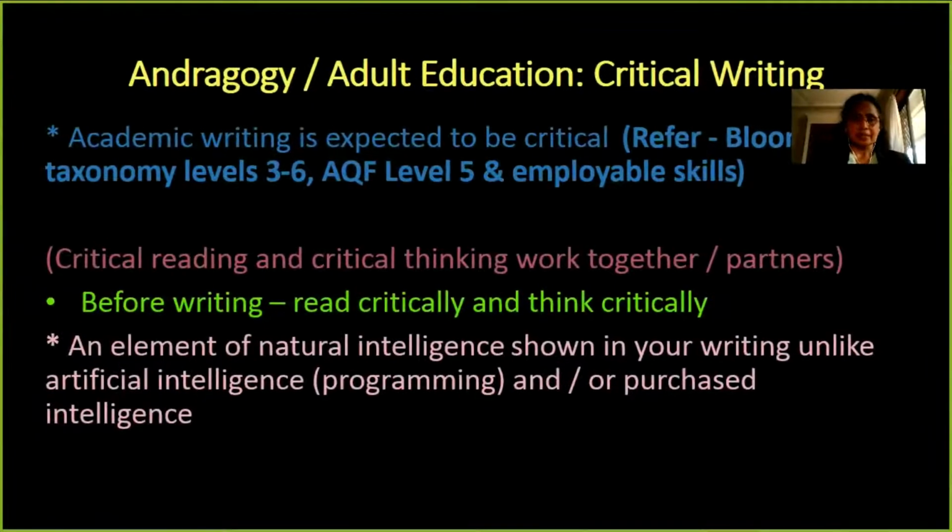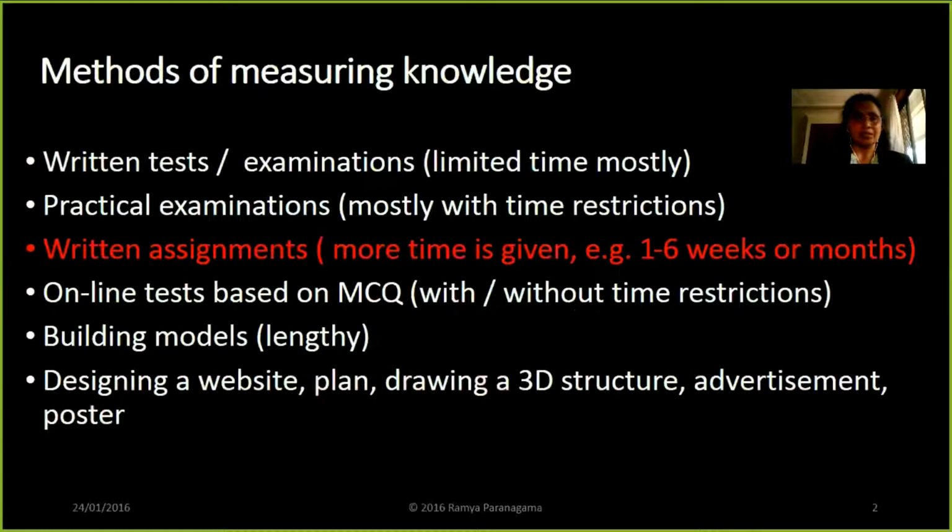Critical writing is necessary for Australian Qualification Framework level 5 upwards, as well as employable skills. Now before writing critically, we need to read critically and then think critically. So you will find critical writing is a process based on critical reading and then thinking. So it is different from artificial intelligence. Artificial intelligence is the programming or any other intelligence types. We call this natural intelligence.